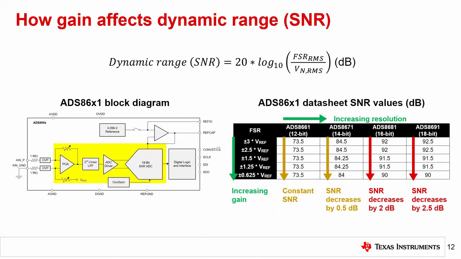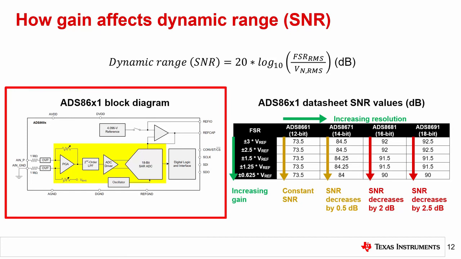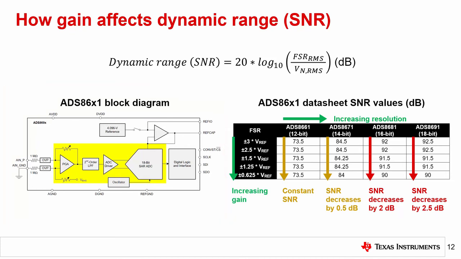Shown here are the system block diagram and datasheet SNR tables for the ADS86X1 family of SAR ADCs. Like the low-speed delta sigma ADCs we just looked at, you can see from the block diagram on the left that the ADS86X1 family of devices includes a PGA that will help illustrate how dynamic range performance changes as gain increases. Unlike the delta sigma ADCs we looked at, however, the ADS86X1 family of ADCs specifies dynamic range using signal-to-noise ratio, or SNR.